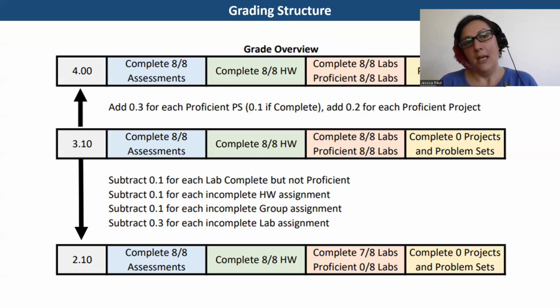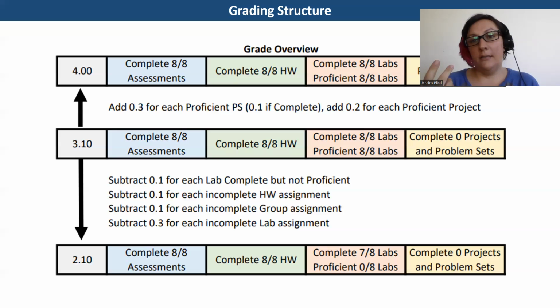But you'd pass. Now, to get above that B, you're going to need to do a little bit more work, and that's really going to come in the problem sets and the projects. So for each problem set that you get a proficient on, you'll get a 0.3 bump. So the way to get a 4.0 is to do all the assessments, all the homeworks, all the labs, revise all the labs to proficient, and then do all three of the problem sets and revise them to proficient as well. And you're at a 4.0. You don't need to do a project.